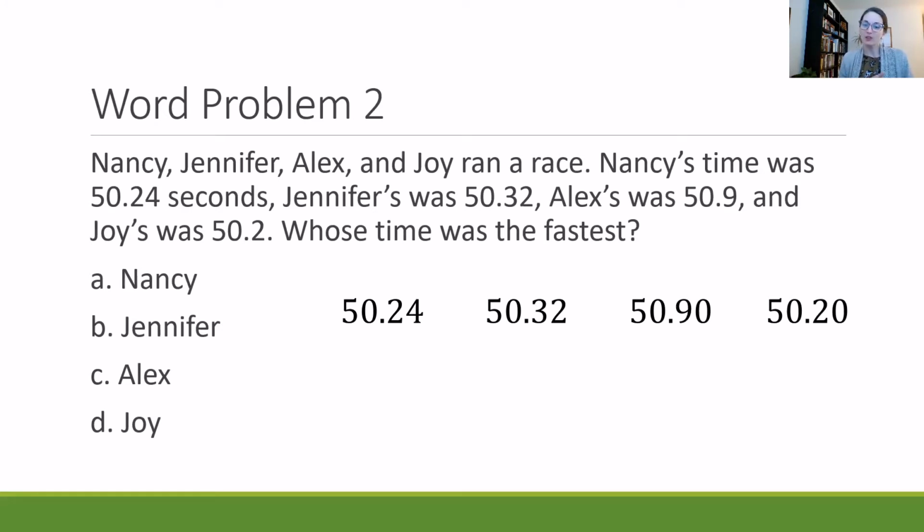So if I line all of these up, I can figure out which one's the smallest and which one's the greatest. But it's asking me which one is the fastest. Now think about running a race. Do you want to run it in 23 minutes or do you want to run it in 30 minutes? Well, if you want to win, you want to get the faster time, which is actually going to be the smaller number. So in this case, we're looking at 50.2, which was Joy's.